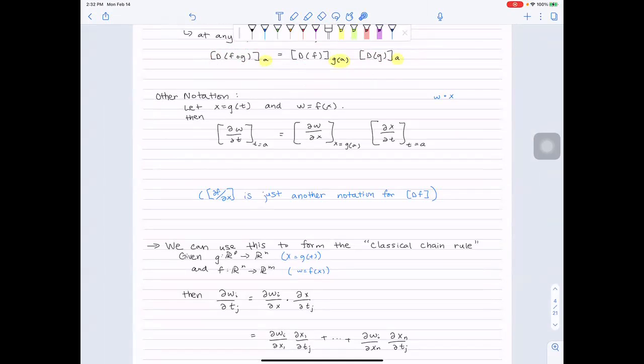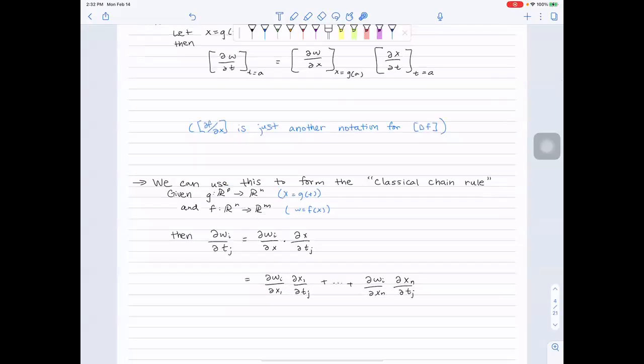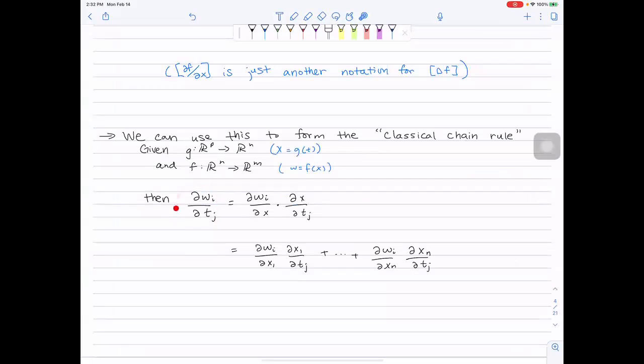Just like Beatrice said, if you wanted to find just a single partial derivative, you don't want to do all that work. You could just use the classical chain rule, which says that if you just want to find one partial, say you have a function g, where x is g of t, and you have another function f, where w is f of x. This is the formula for it.